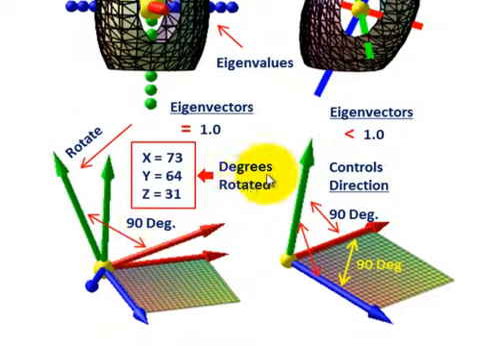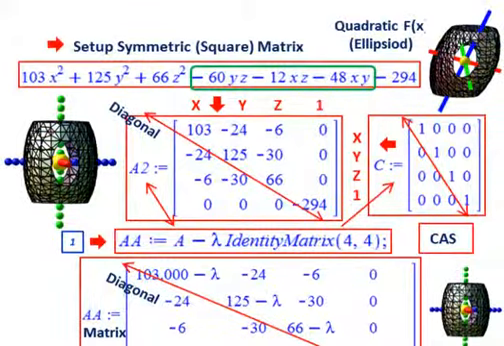Okay, so the first thing, let's go and calculate our eigenvalues. The key here is you have to set up a symmetric matrix, or square matrix, based on your original function that you're working with, this quadratic function with the squared terms, x squared, y squared, and z squared. First, let's look at the matrix that we have to set up. It's really a 4 by 4 matrix: x, y, z, and 1.